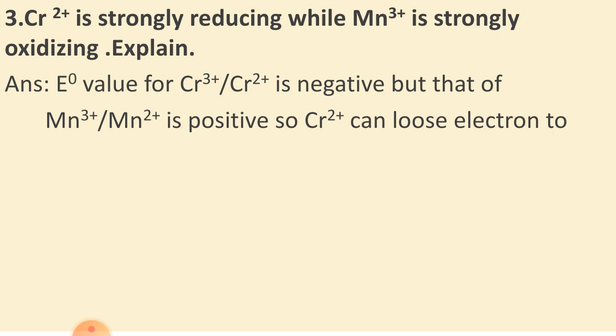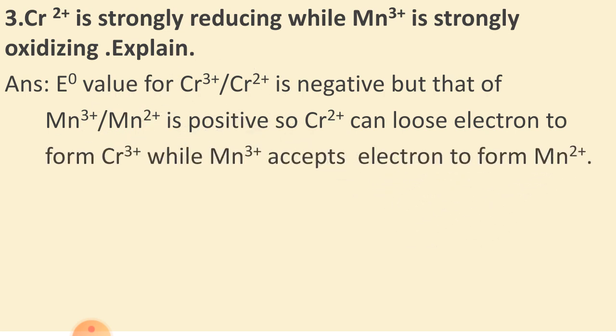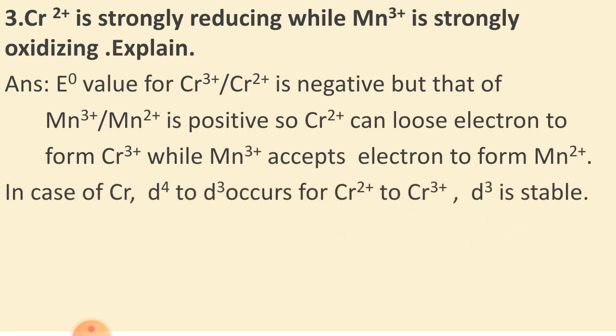That's why Cr2+ can lose an electron to form Cr3+, while Mn3+ accepts an electron to form Mn2+. One more thing I told you: in terms of half-filled and fully filled configuration, Mn2+ has a d5 configuration. In the case of Cr, a d4 to d3 change occurs for Cr2+ to Cr3+. d3 is stable in the t2g configuration.